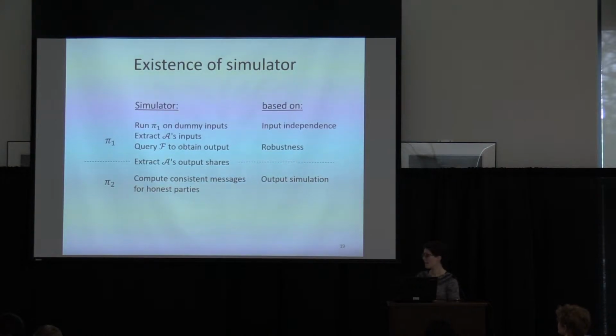So the first part of the simulator, that you can run Pi1, the first part of the protocol, on dummy inputs, follows from input independence, because an adversary cannot distinguish whether you use the real inputs or just dummy inputs or random inputs. Then once you've extracted the adversary's input and queried the ideal functionality to obtain the output, you know that this is the actual correct one by robustness. And then finally, in the last round, you can compute these consistent messages because we have output simulation. And you can efficiently sample from this distribution, so you can just compute consistently looking messages for the last round.